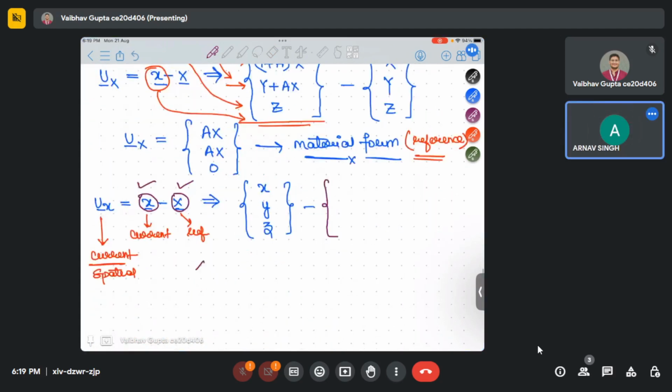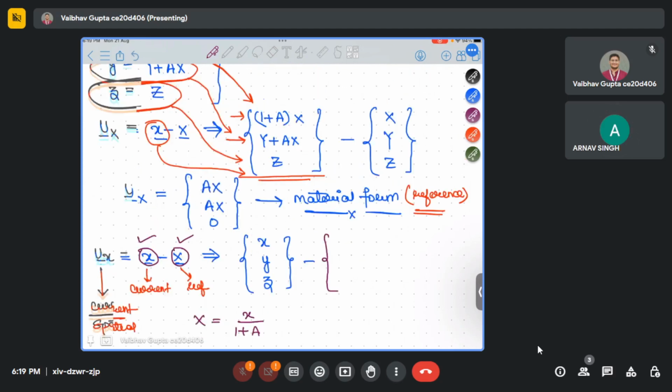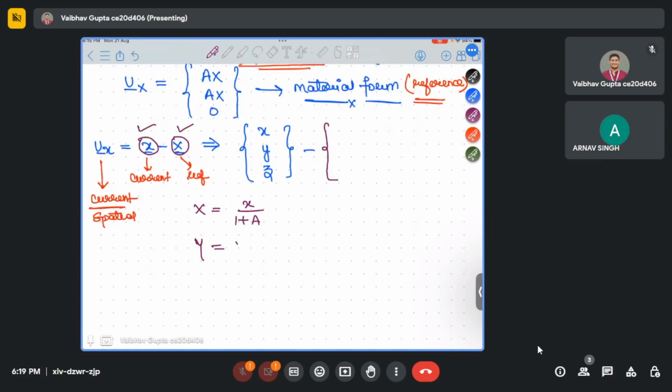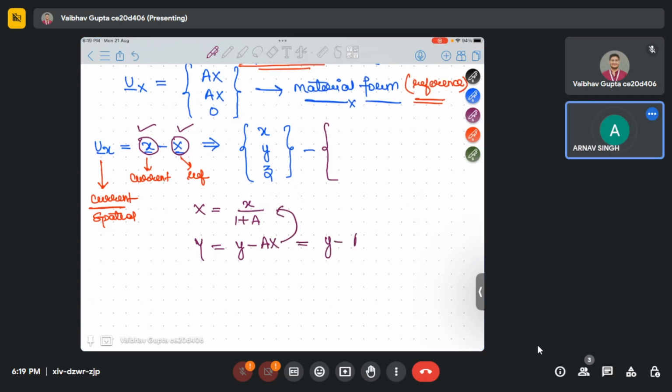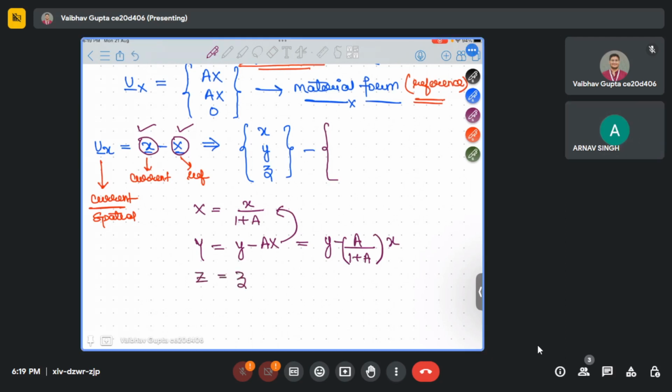Now capital X is equal to small x upon 1 plus a. Capital Y is equal to small y upon minus a capital X, and capital X is this. So what will it become? Upon 1 plus a, and this will be this. See, this is the basic step. Every problem you have to go by this method only. If you are not clear, you can ask me any number of times.